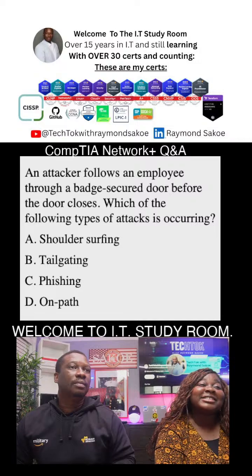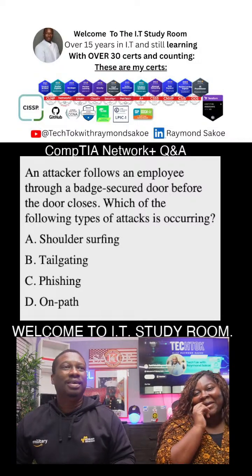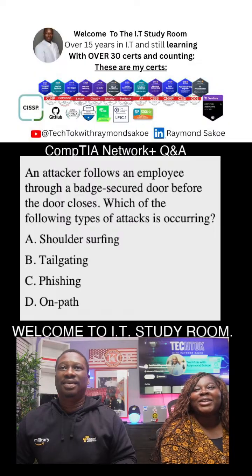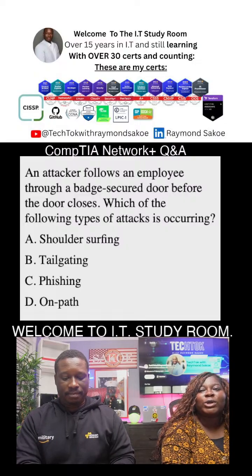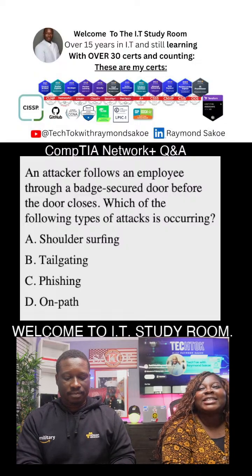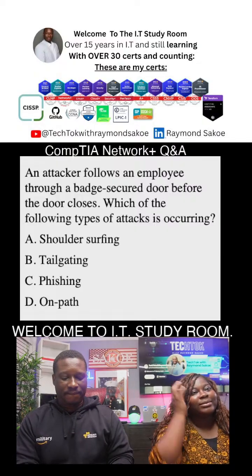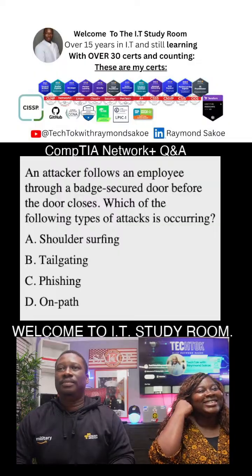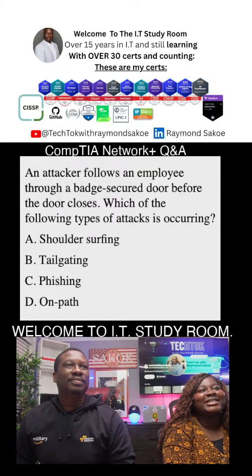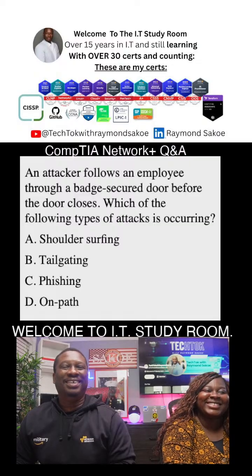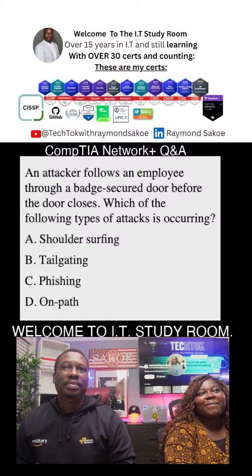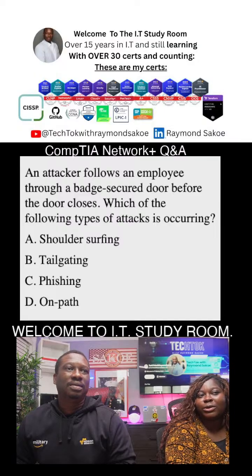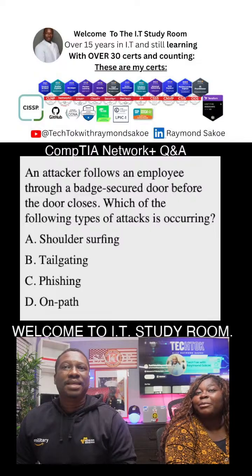The people that have CSSP in their name, apparently they don't know nothing. An attacker follows an employee through a badge secure door before the door closes. Which of the following types of attack is occurring? Tailgating. Even I knew that. Easy. What's the answer? The answer would be B, tailgating. Somebody did say phishing though, but I don't think they're joking.